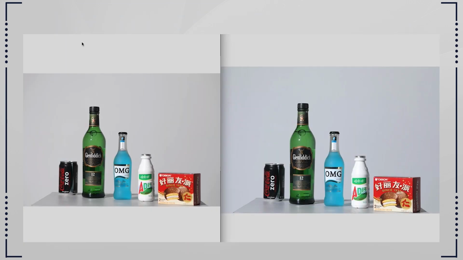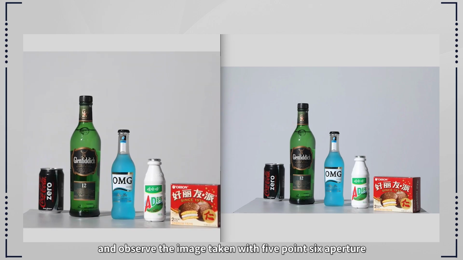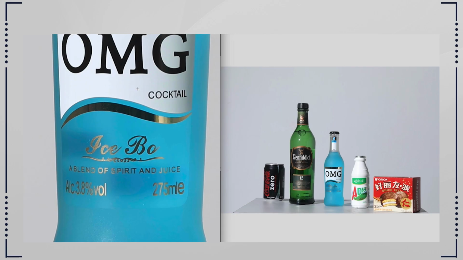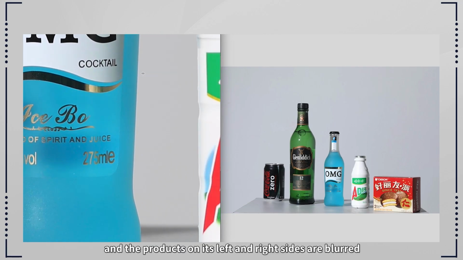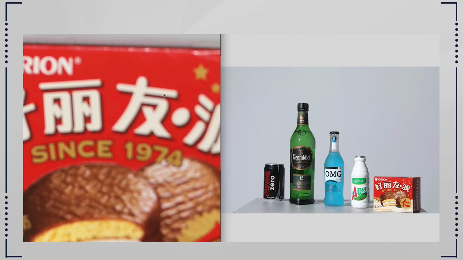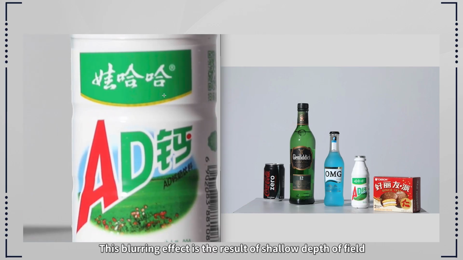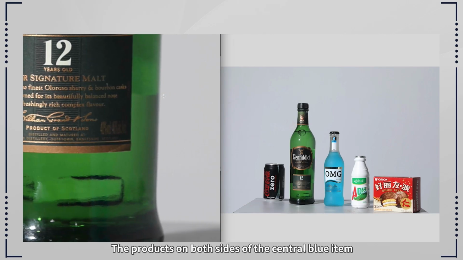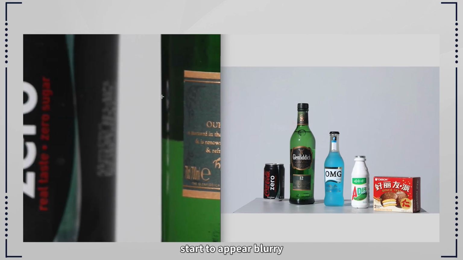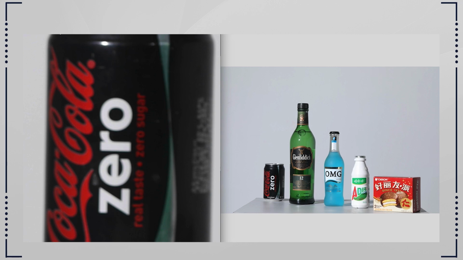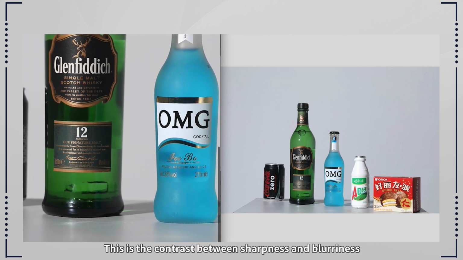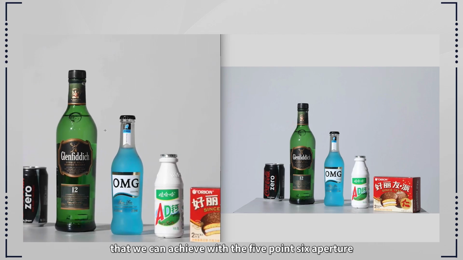Okay, let's zoom in and observe the image taken with 5.6 aperture. The focal point is the blue product in the middle, and the products on its left and right sides are blurred. This blurring effect is the result of shallow depth of field. The products on both sides of the central blue item start to appear blurry. This is the contrast between sharpness and blurriness we can achieve with the 5.6 aperture.